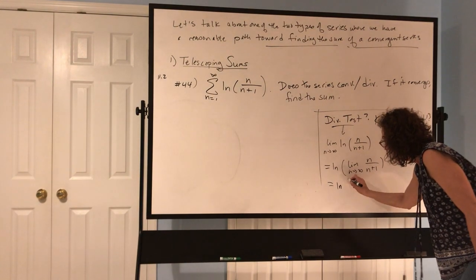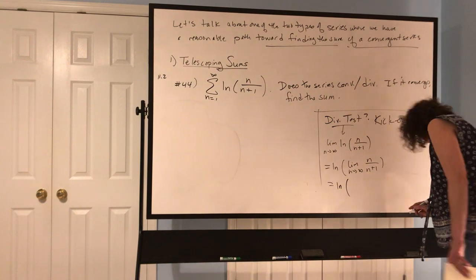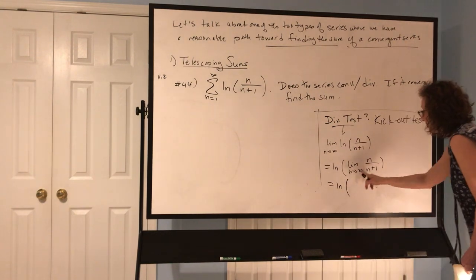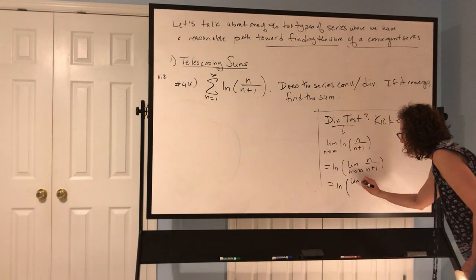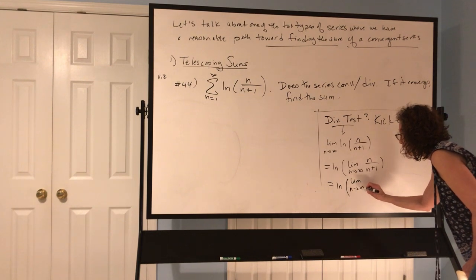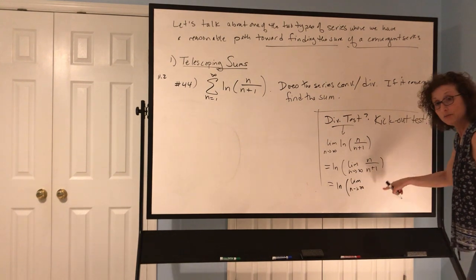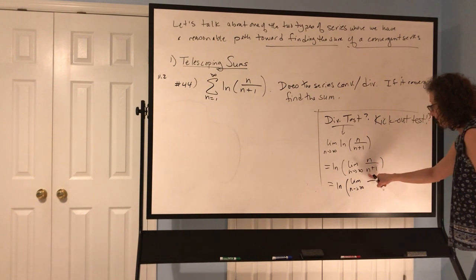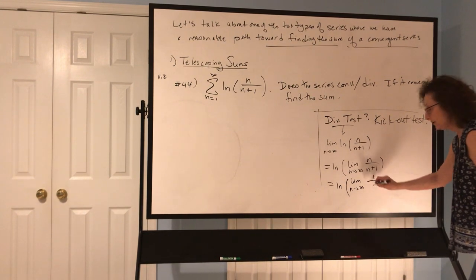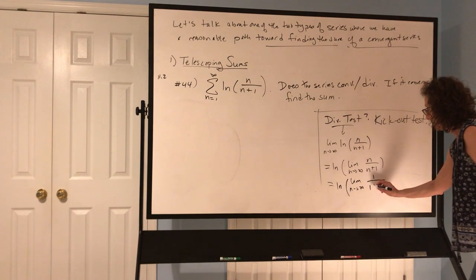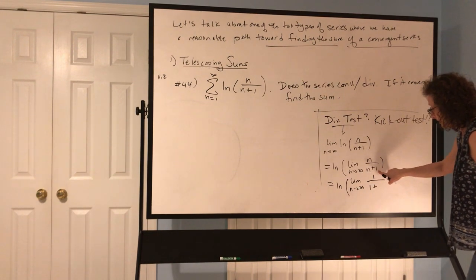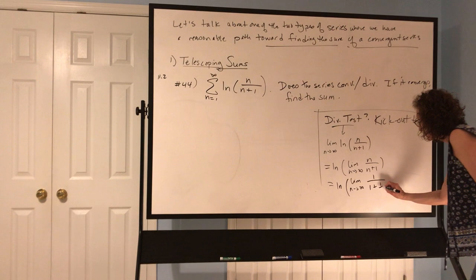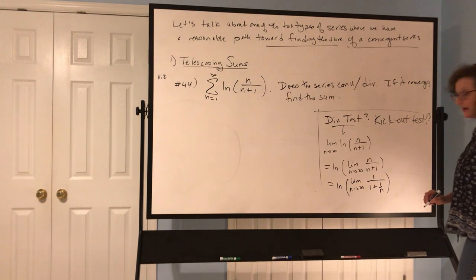My natural log is still on the outside there. Now I'm going to turn this limit into a limit I can actually do. So that's the limit as n goes to infinity of, divide everything by n. What's n over n? Good, 1. Divide this guy by n. What's n over n? Good, 1. And then divide this guy by n, 1 over n. Are we good there? Hopefully you understand where that came from.